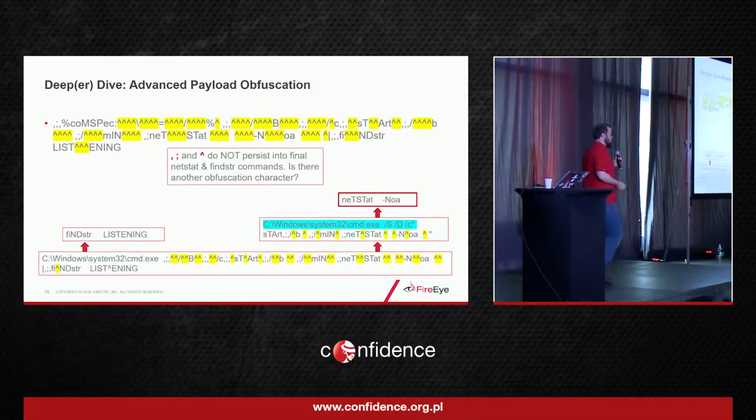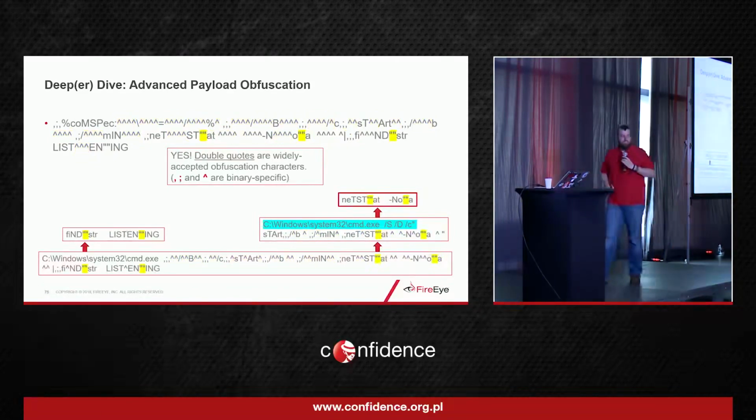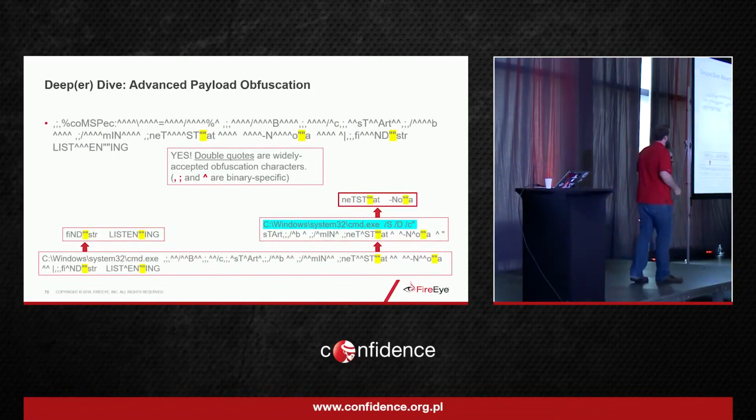So is there a character that, no matter what binary we're running, will still persist into its arguments? The answer is the double quote. And another reason why I love it so much is that it works in places where none of the other characters work. So we put our paired double quotes into the original command, and you'll see they follow all the way up into all the child processes.